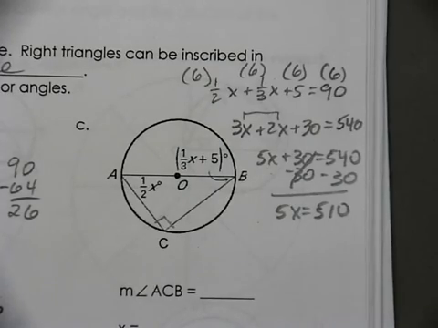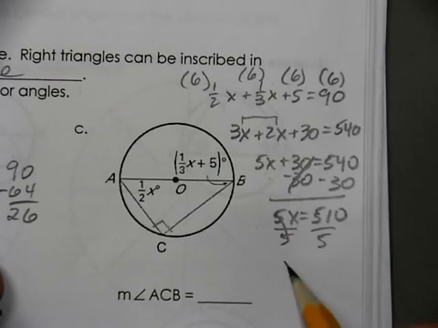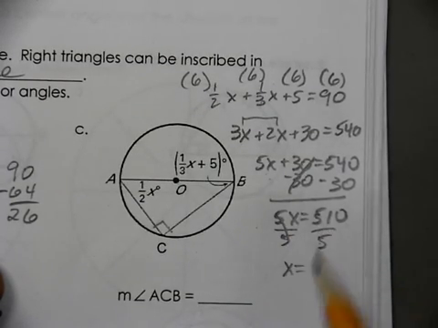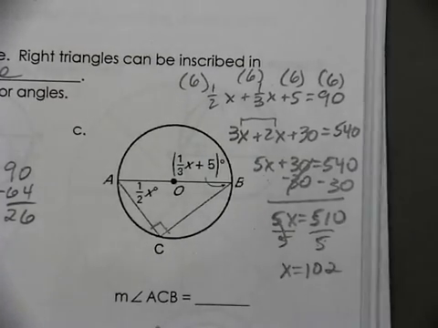So we have 5x equals 510. Divide by the 5. And x is going to come out. 5 goes into 5 once. 5 goes into 10 2 times. So it's 102.